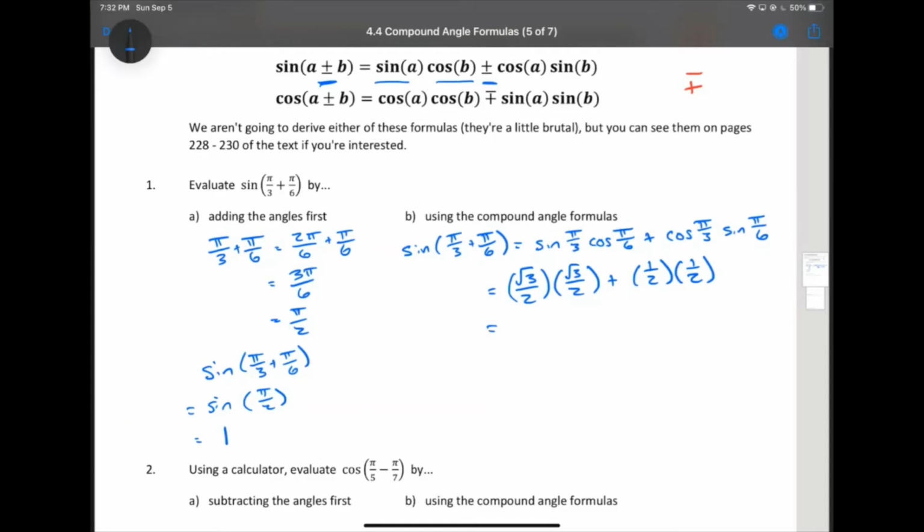So root 3 over 2 squared becomes 3 over 4, plus 1/2 squared is 1 over 4, which is 1. And hey, yep, these are equal. We've done something right.